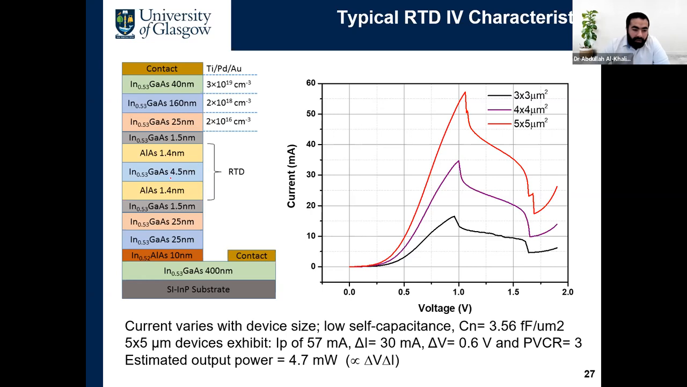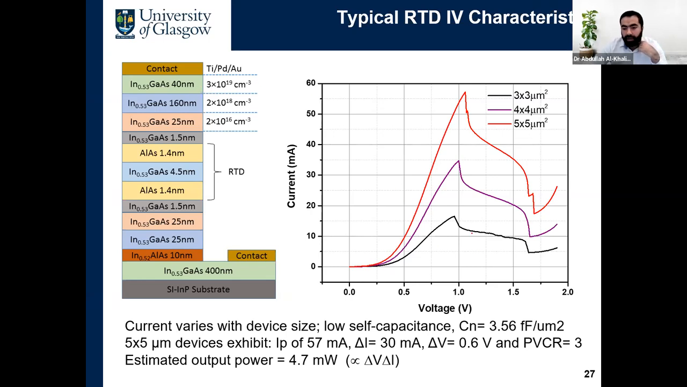We have a quantum well of 4.5 nanometer thickness, and this was chosen carefully in order to get the best compromise between the power, which as I mentioned is determined by this region here, and also frequency. So we need to be careful about the capacitance that will determine the frequency, and also the power, which is determined by the IV characteristics. The contacts are highly doped InGaAs layers at 3 times 10 to the 19, silicon doped.